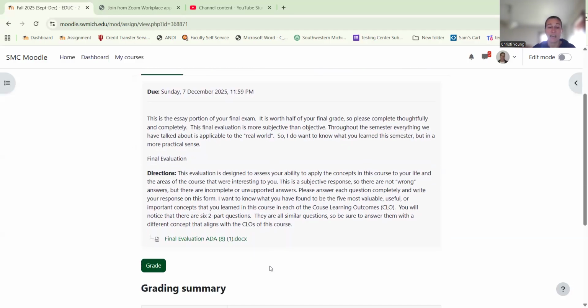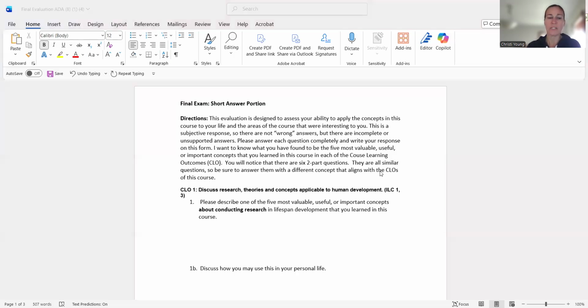Now you'll notice that these all align with the objectives that go right along with the course. As I noted, these will be aligned with the course learning outcomes, the 7 outcomes from the syllabus that are associated with this course. When you click on this link, it will open up the short answer portion of the final exam. I'm going to go ahead and change my share here real quick. So this is what you'll see when you click that link.